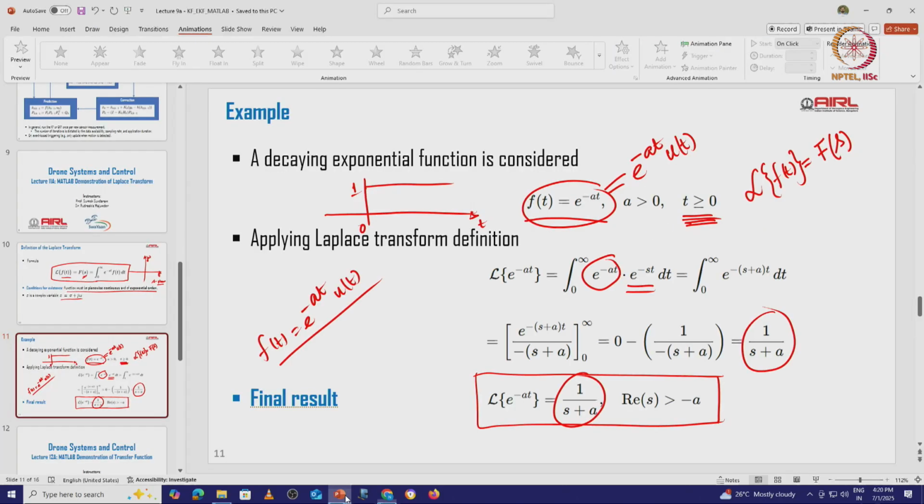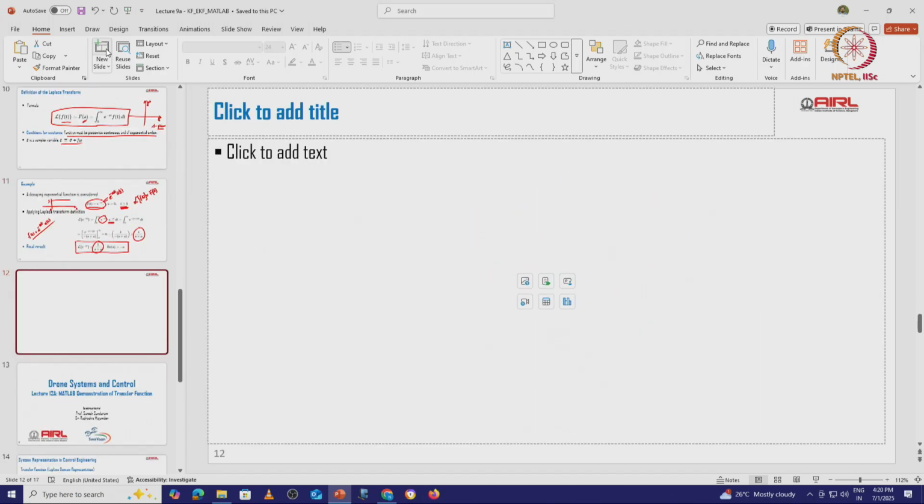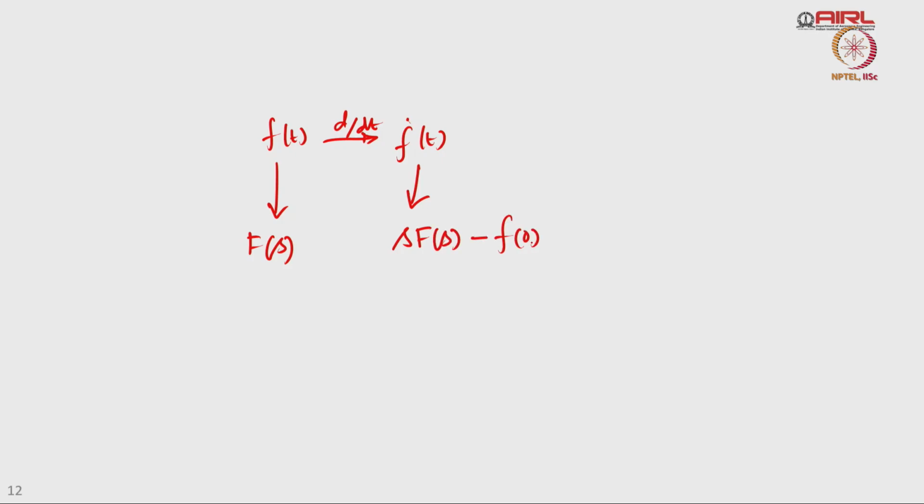We have seen in previous lectures as well that when we have a particular function, say f(t), and we work on its derivative, if the Laplace transform of f(t) is F(s), then the Laplace transform of this derivative term is s F(s) minus the initial value of the particular function, right. So, this is the Laplace transform.